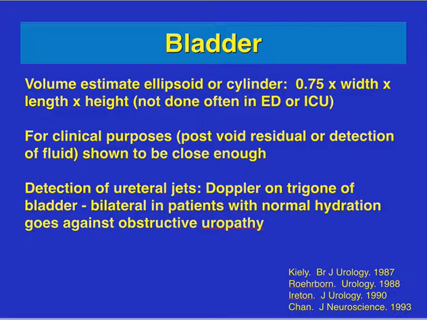For the bladder, you can see volume estimate, ellipsoid or cylinder. This is not often done in the ED or ICU, but now we have specialized machines that can estimate it. You can use it for clinical purposes like post-void residual or detection of fluid. It's been shown to be close enough. You can also use it for detection of ureteral jets. With Doppler of the bladder, you can see bilateral jets in patients with normal hydration, which goes against an obstructive uropathy.